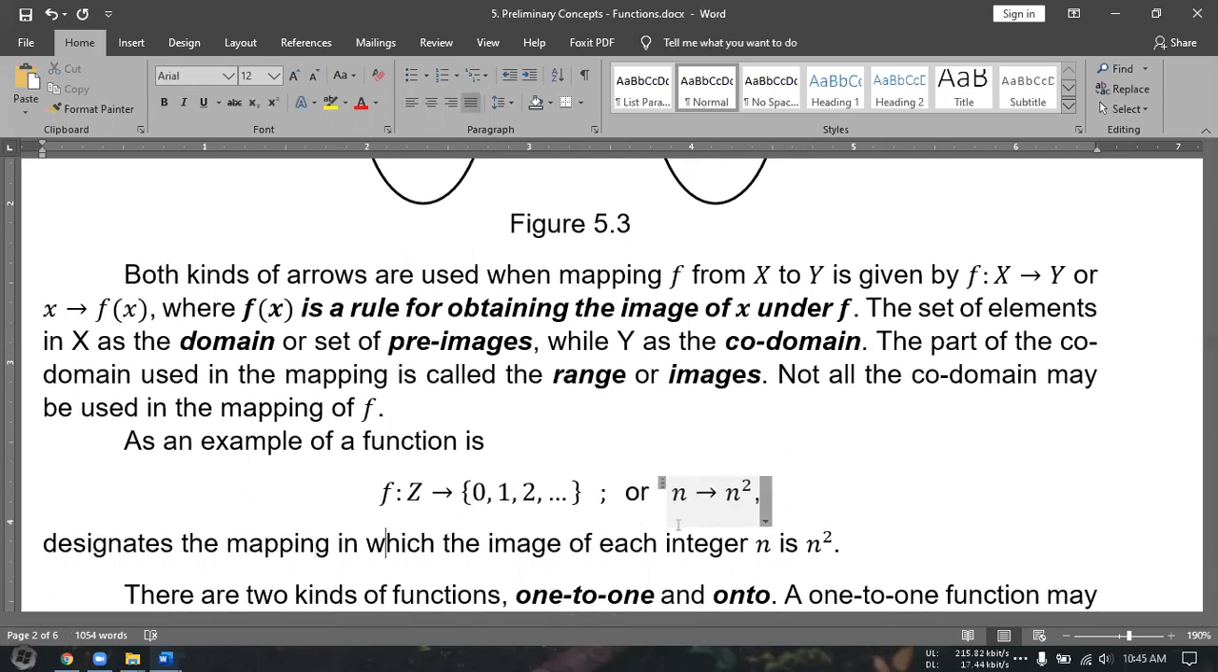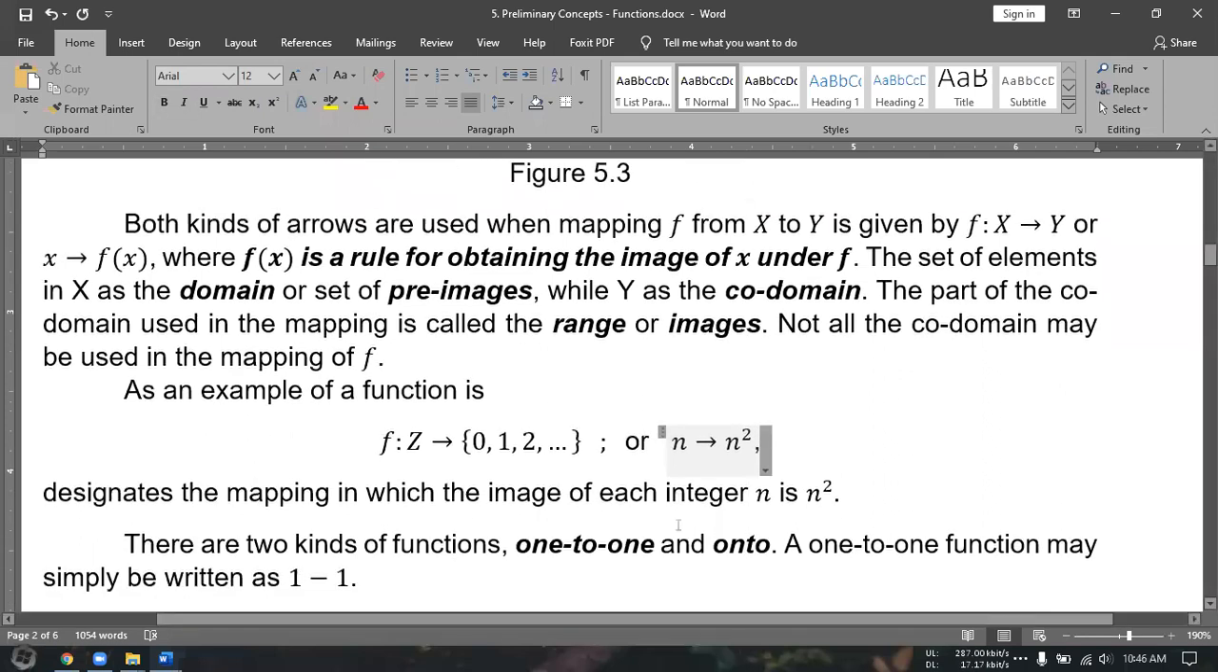Let's say 2. 2 is mapped to 4. And we have integer 3 maps to 9. So there were some integers na hindi ginamit as images, like 3, like 5, okay? Like 7. These are not perfect squares. Yun lang yung ibig sabihin.